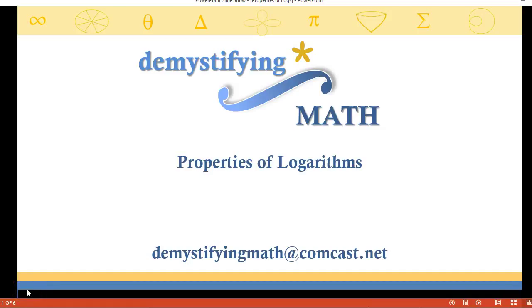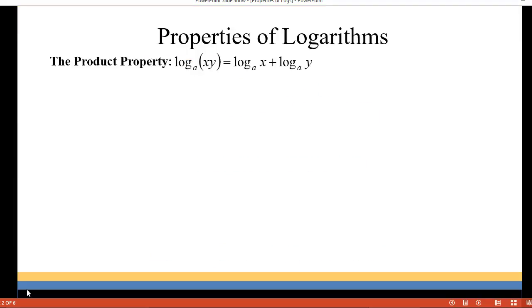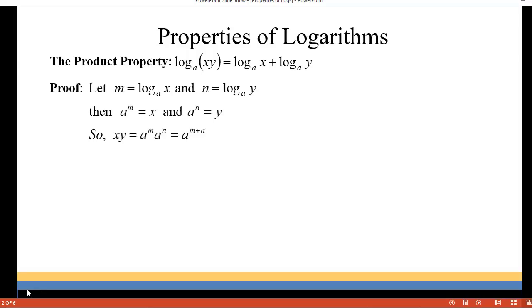Welcome to Demystifying Math. In this lesson, we're going to be going over some of the properties of logs. Let's start off with the product property. If you have the log of a product, you can rewrite it as the sum of two logs. We're going to do a proof to show you that that works.